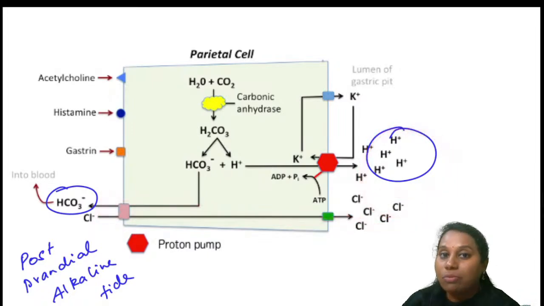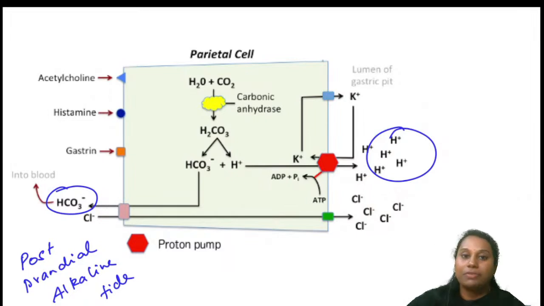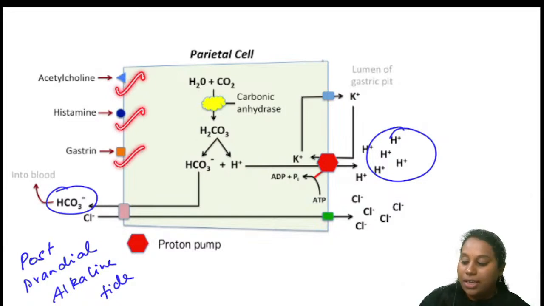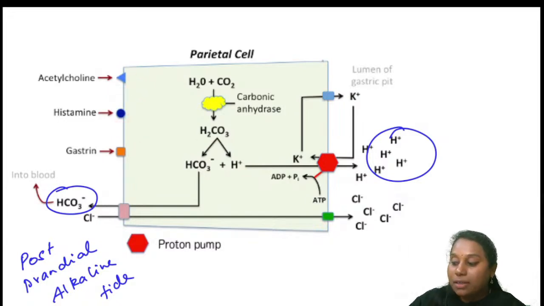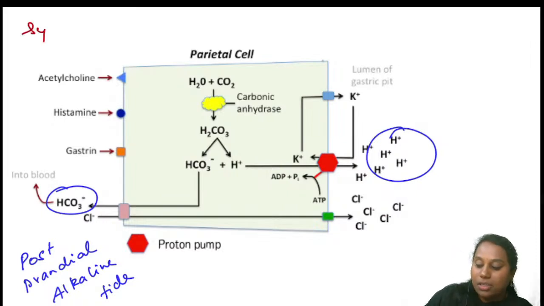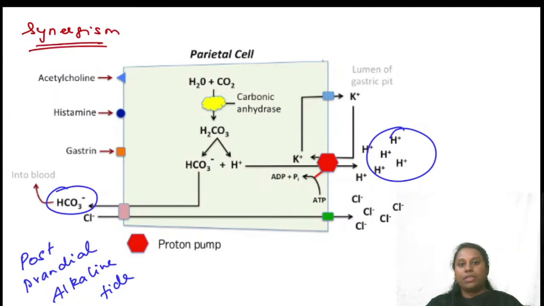There are three hormones or neurotransmitters which help in acid secretion: acetylcholine, histamine and gastrin. They three act together to increase HCl secretion. This is called synergism. Synergism means all the three together act to increase HCl secretion. It means if you block any one of these also, acid secretion will come down.